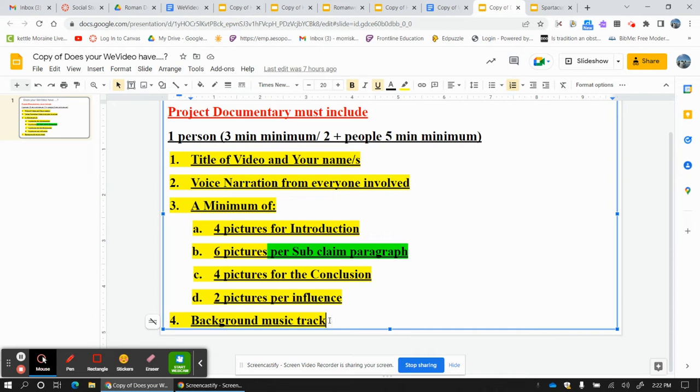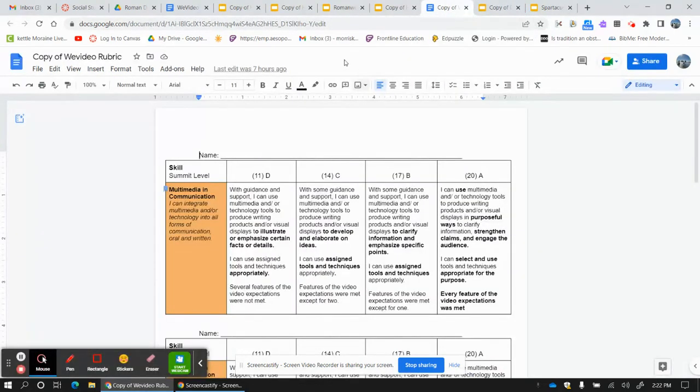And then finally, you must have background music. There must be music playing in the background. So pictures, your voice, and music in the background. How do you do all that, you say? Well, I'm going to tell you how.